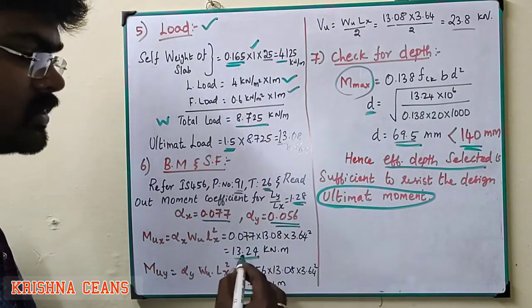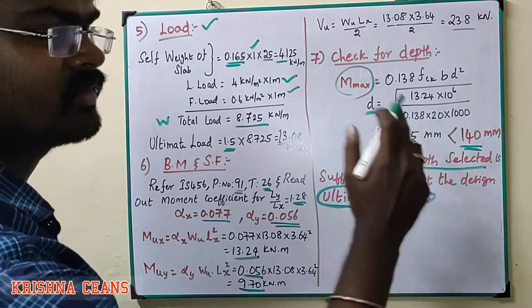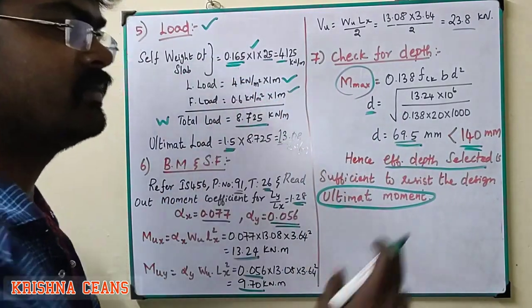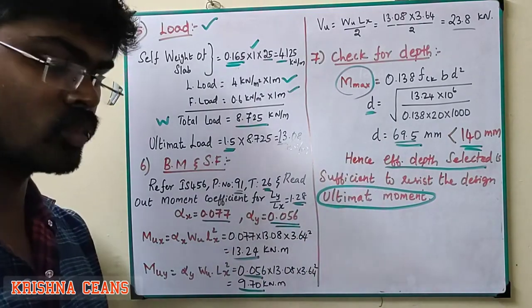So our ultimate moment is 13.24. For the ultimate moment, 69.5 mm is enough for the effective depth, but we provided 140 mm, which is more than enough.